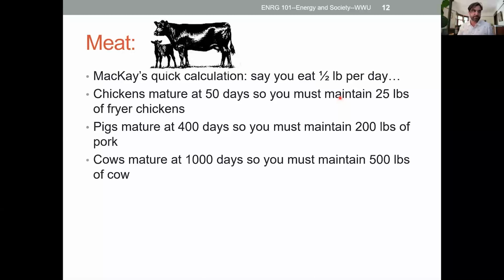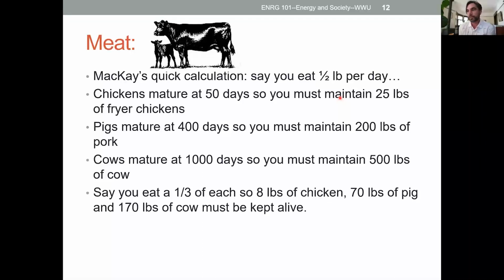Cows mature at 1,000 days, so you must maintain 500 pounds of cow if you're going to eat a 1/2 pound of beef every day. So it's quite existential, right? The amount of energy required for you to satisfy your meat habits depends on how long it takes to bring that animal to maturity.